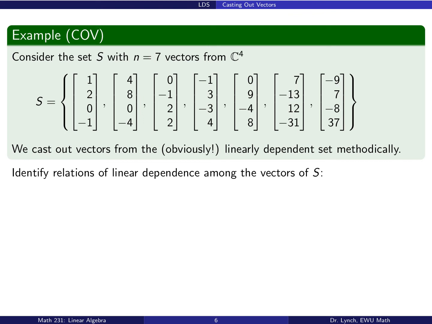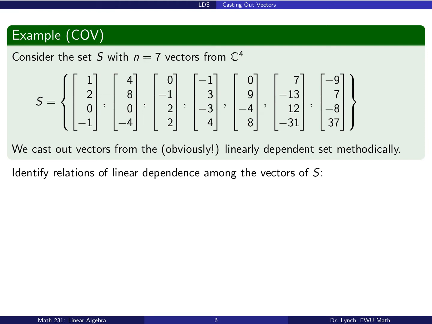Okay, so here's sort of a really big and messy example. We have 7 vectors from C4. Those vectors must be linearly dependent, right? We have way too many vectors to be linearly independent. So we'll go ahead and cast out vectors methodically to cook up a set that's linearly independent that, as it turns out, has the same span.